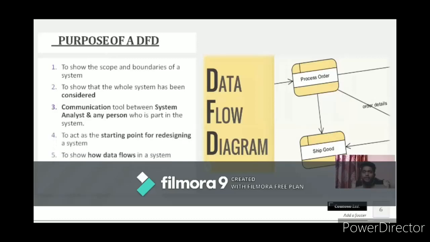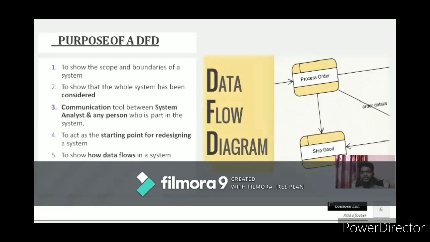And the fourth point is to provide the starting point for redesigning a system. Whenever we redesign a system, DFD is most important for the redesigning phase, because redesigning requires more knowledge and more understanding about the system. So through this data flow diagram technique, we can explore many possibilities and find out the redesigning purpose of the system.